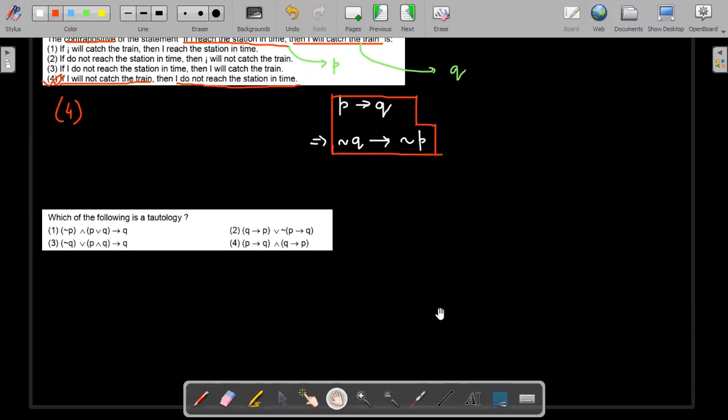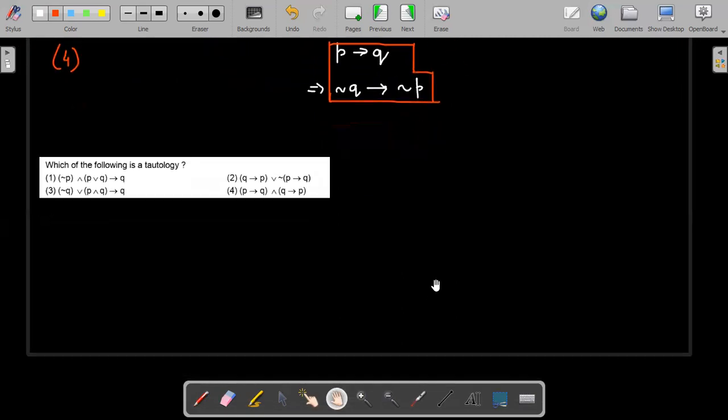Next question. Which of the following is a tautology? Now, tautology is universal truth. This kind of sum can be done in two ways: one, by using the truth table, and two, by using properties. Okay, so let us do both. For the first one, let us see whether we can do this.